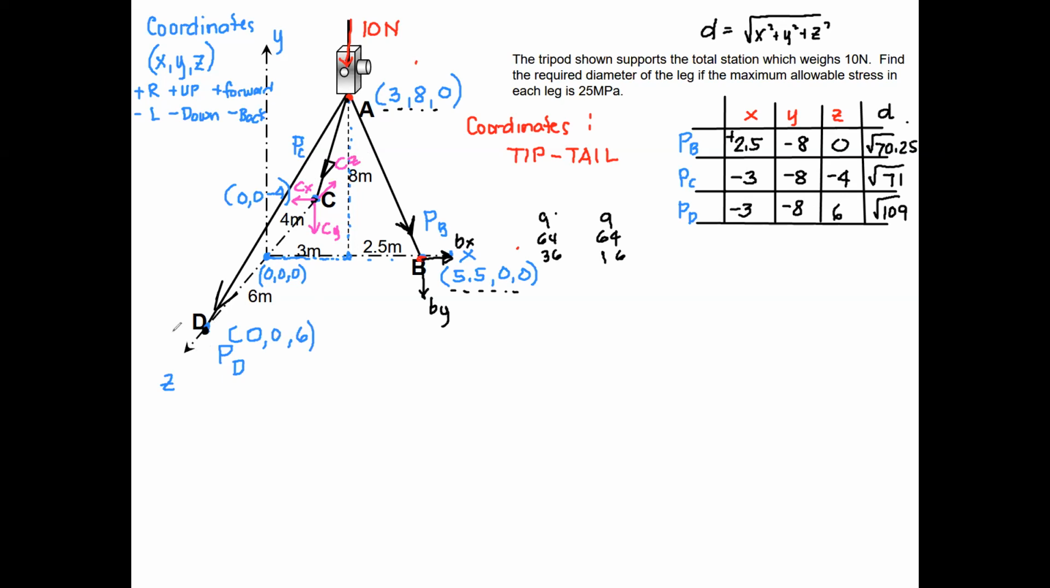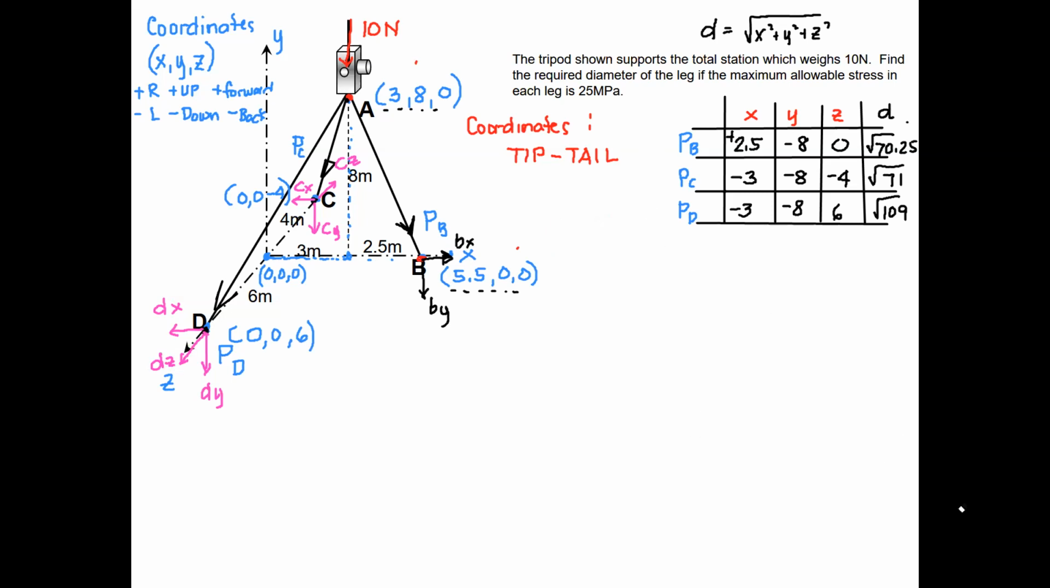Okay, now sa D, try to look at the sign, negative, negative, positive. So negative ang X, that is to the left, DX. Negative ang Y, pababa, DY. Pero positive ang Z, so that means forward, DZ. Okay, so we have placed all the components. We are now ready to solve for each of them. Kasi kailangan natin yung force divided by the area just to solve for the required diameter.